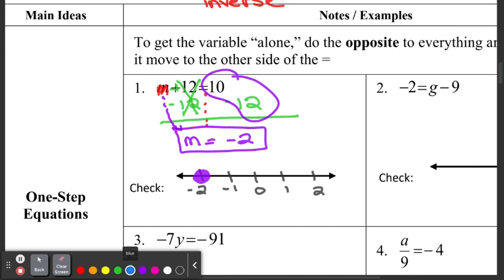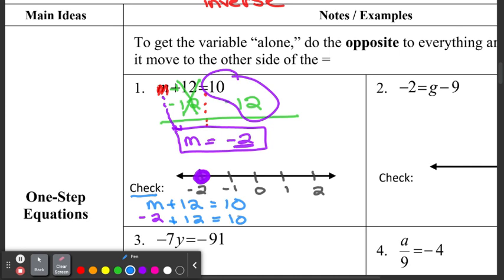Now, we have spots here to check. It's really important that you check your work, even though I know it's a pain in the neck. There's going to be times when I skip the checks in like 2 minutes, but it's important you understand what to do. So we have our equation, m plus 12 equals 10. We're going to take our solution, negative 2, and substitute it in for our variable, plus 12.